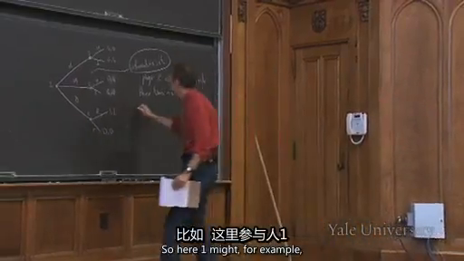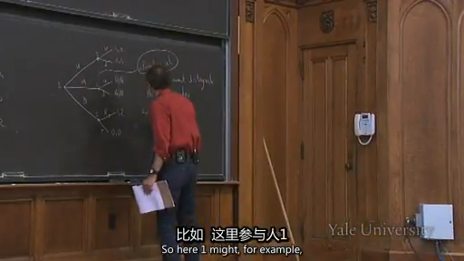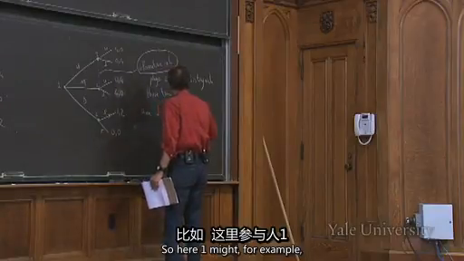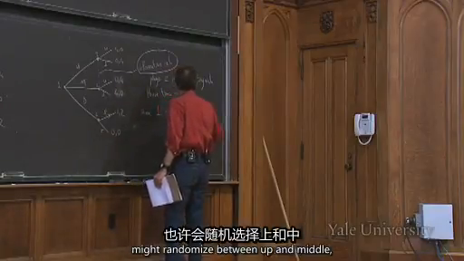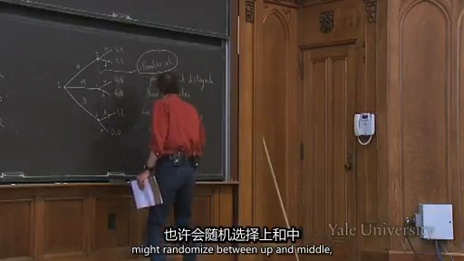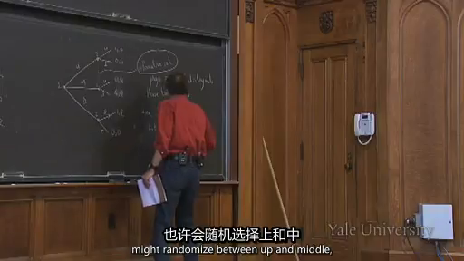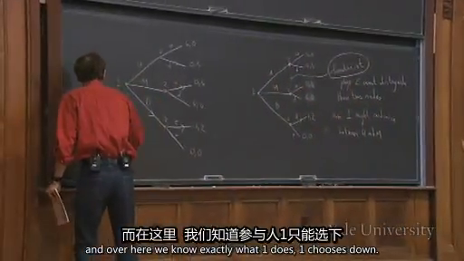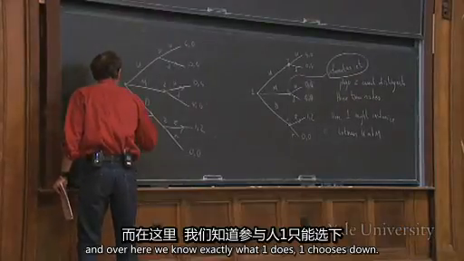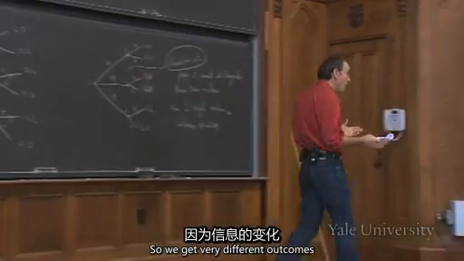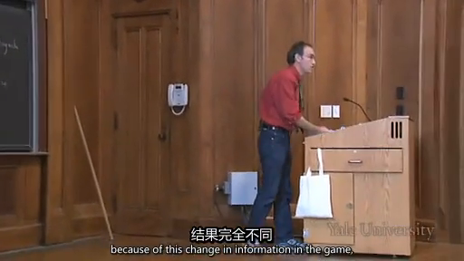So here, 1 might, for example, randomize between up and middle. And over here we know exactly what 1 does. 1 chooses down. So we get very different outcomes because of this change in information in the game.